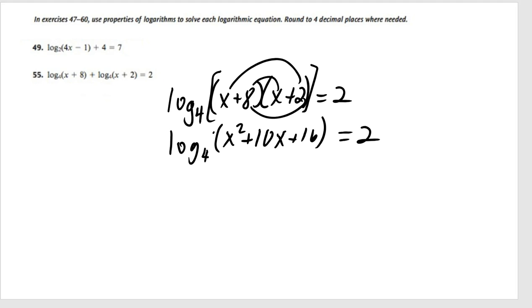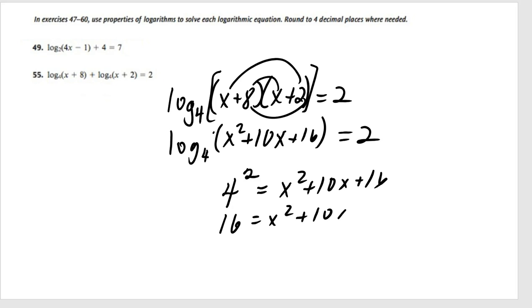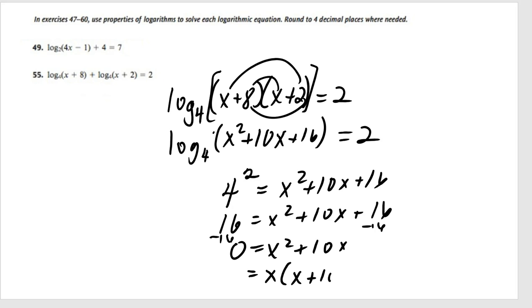If I use my knowledge of logarithms, I can say 4 squared is equal to x squared plus 10x plus 16. It's a quadratic, so I want it to be equal to 0. So I'm going to subtract 16 from both sides, and I'll get x squared plus 10x is equal to 0. Now, it's a quadratic. I'm going to factor out an x, and I'm going to get x times x plus 10. So I know that x is equal to 0, or x is equal to -10.